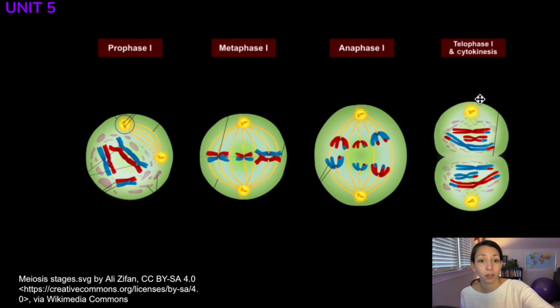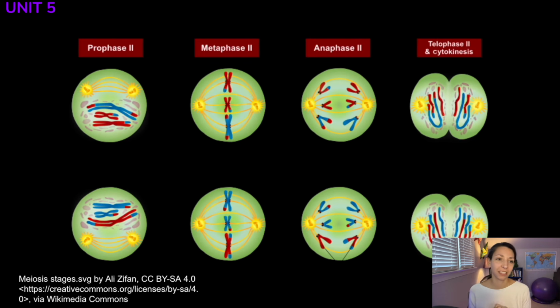Remember, at this point, sister chromatids are still attached. We have to separate them in the next part of meiosis. So in meiosis 2, we have 2 rows here because we have 2 cells already, and remember we're going to end up with 4 cells, so we have to undergo this division again. In prophase 2, our chromosomes will prepare again for this division, condensing if necessary.